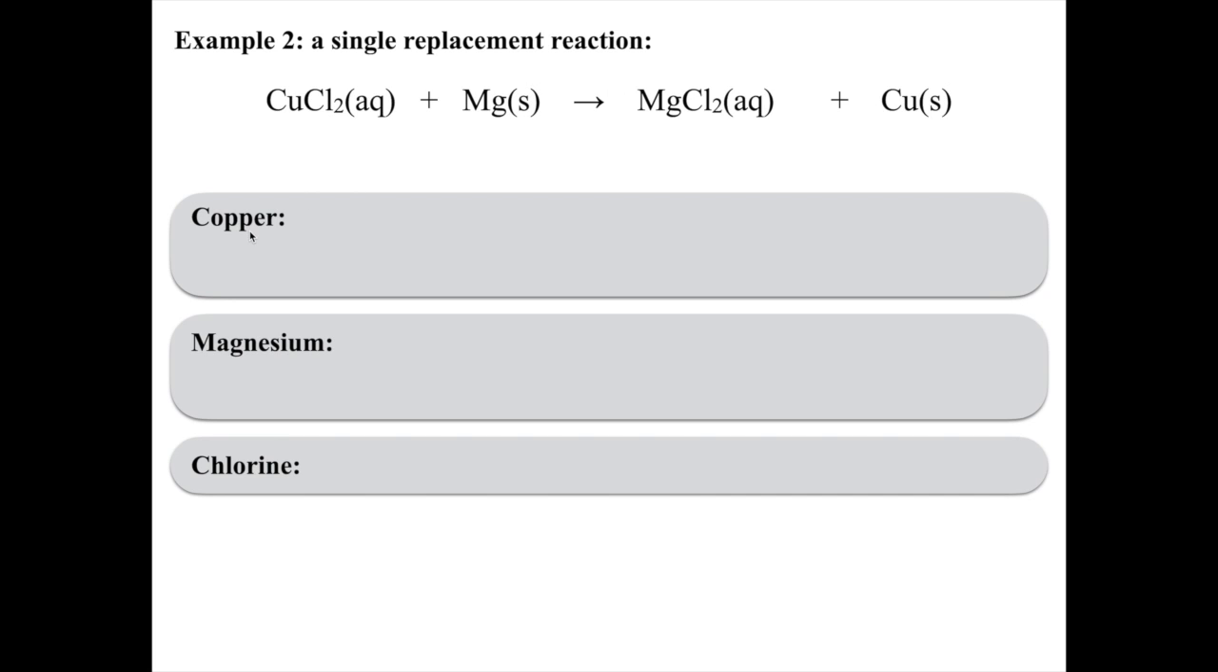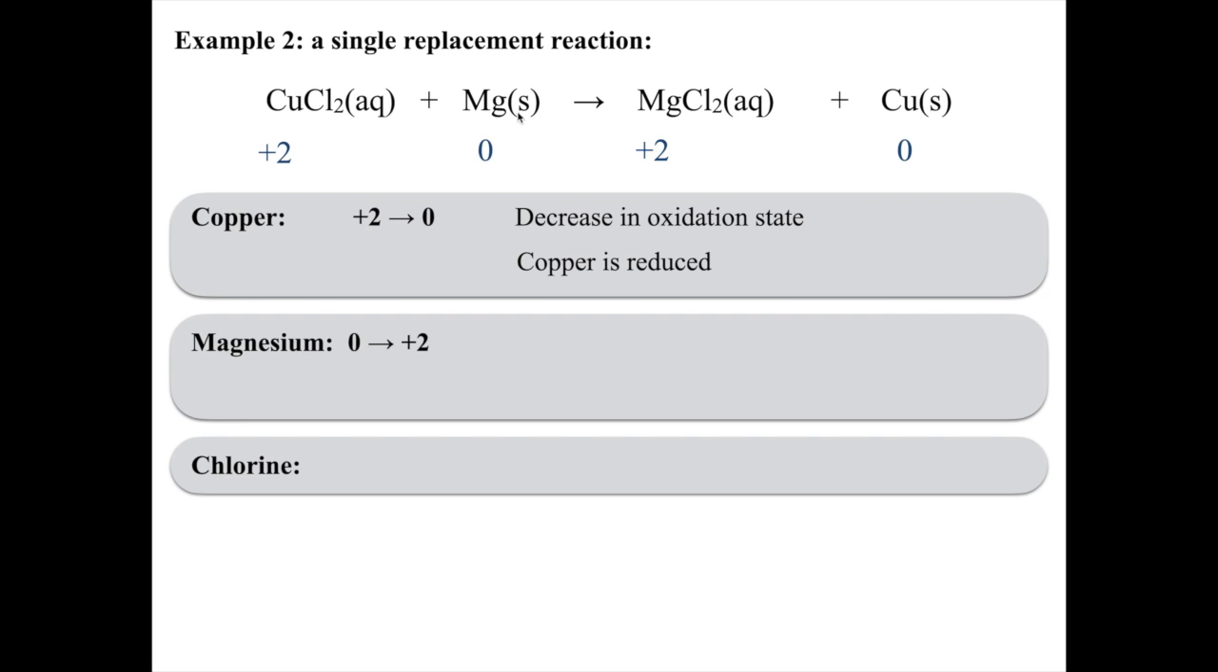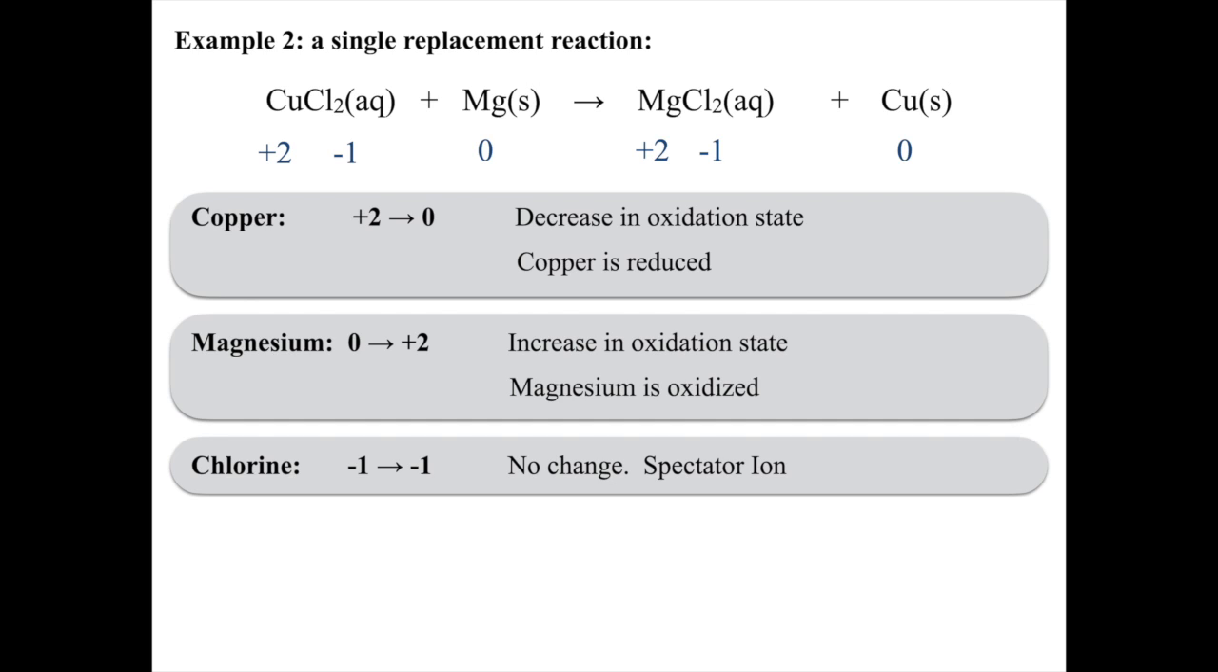So, okay, let's take a look at copper for instance. What's copper doing? It's going from +2 to 0. So it is a decrease in oxidation state. It's being reduced. And magnesium, what's happening to that? 0 to +2. It's an increase in oxidation state. It's being oxidized. And chlorine is -1. Nothing's happening. It's just a spectator ion in this reaction.